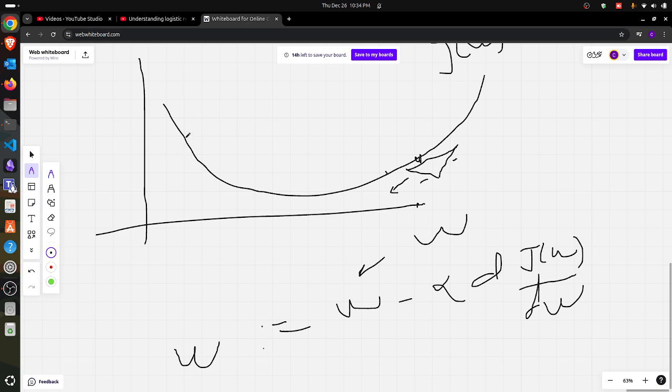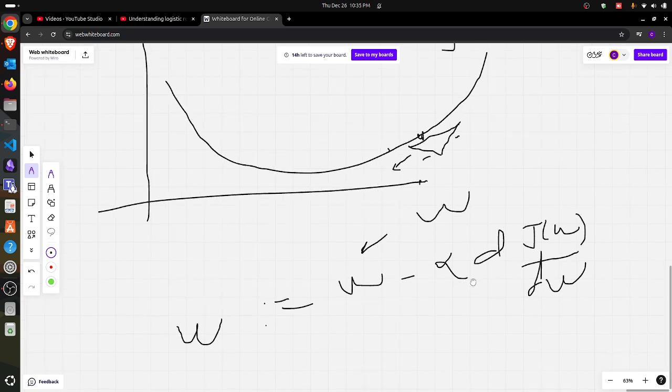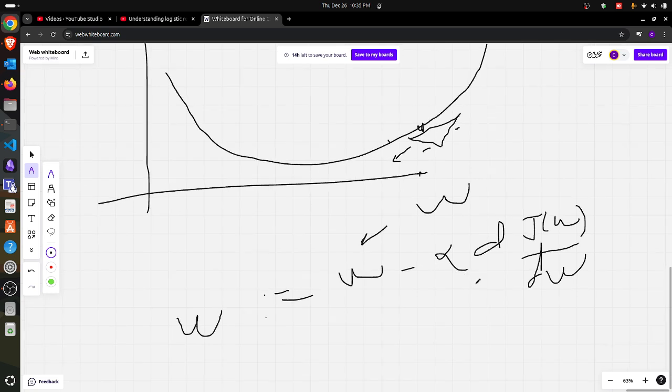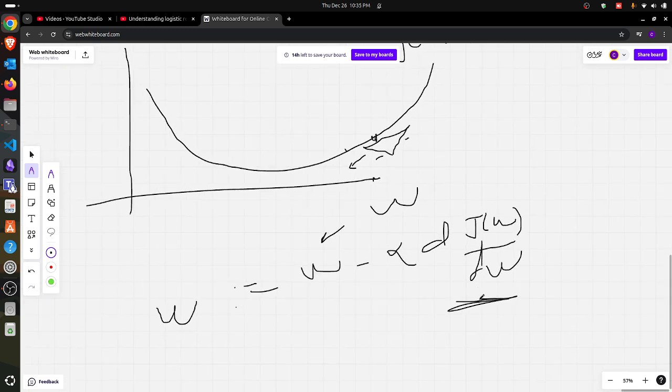Alpha is the learning rate, and it controls how big a step we take in gradient descent. We'll talk about ways to choose the learning rate alpha. This thing is the derivative, the change you want to make to the parameter w.